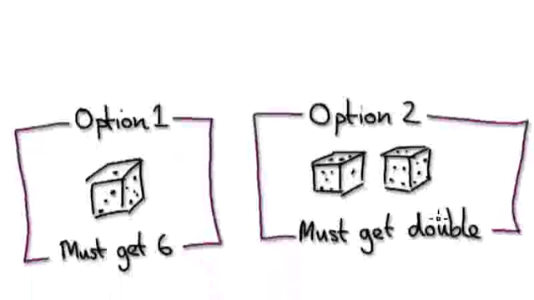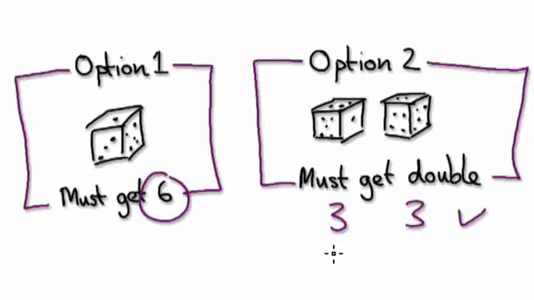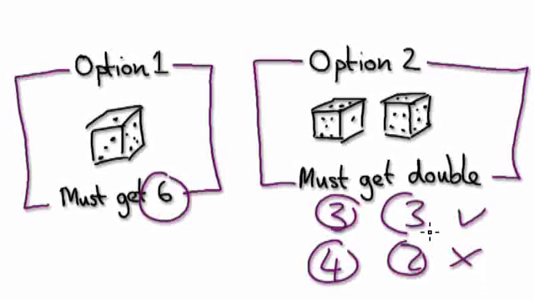Let me give you this scenario here. Let's say I were to offer you option one, to throw one die, but you must get a 6 with this one die, or option two, you throw two dice, but you have to get a double. So, for example, a 3 and a 3, that's good. A 4 and a 2, no good, because these two are not the same. You have to get a double.